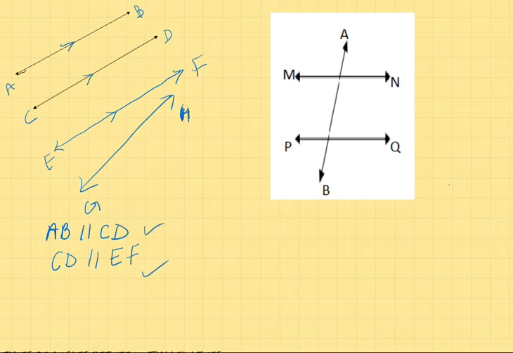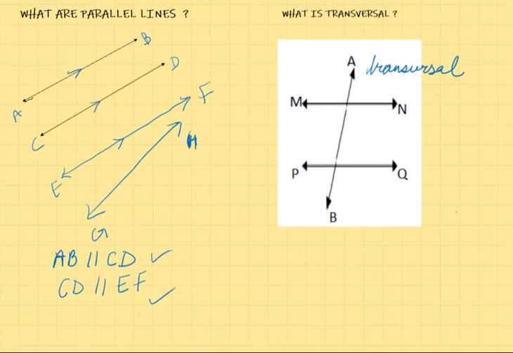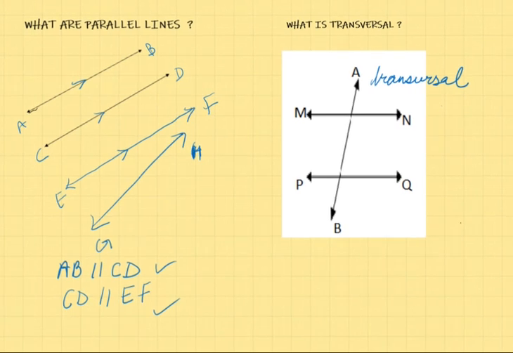So now next is what is a transversal. A transversal is a line that intersects two or more lines at distinct points. Two or more lines at distinct points. Let me explain this to you.